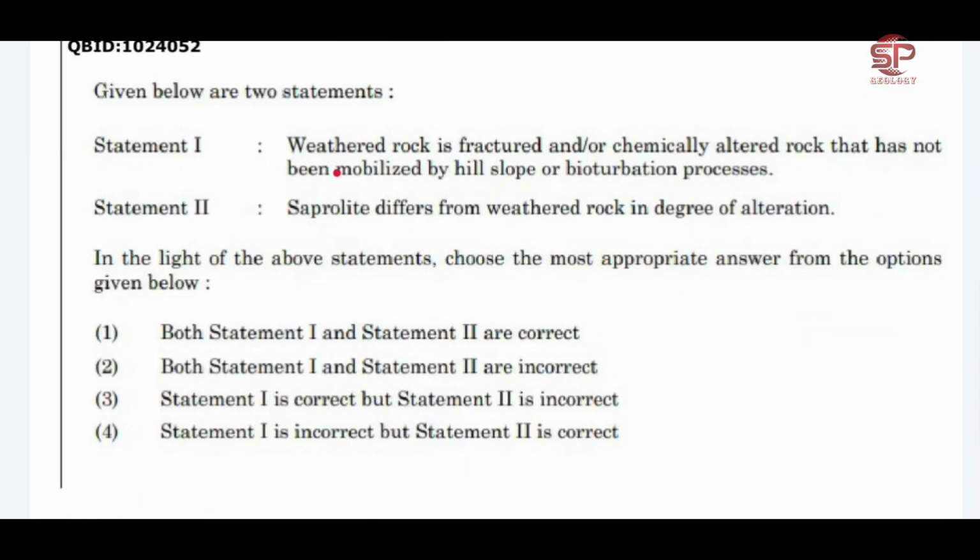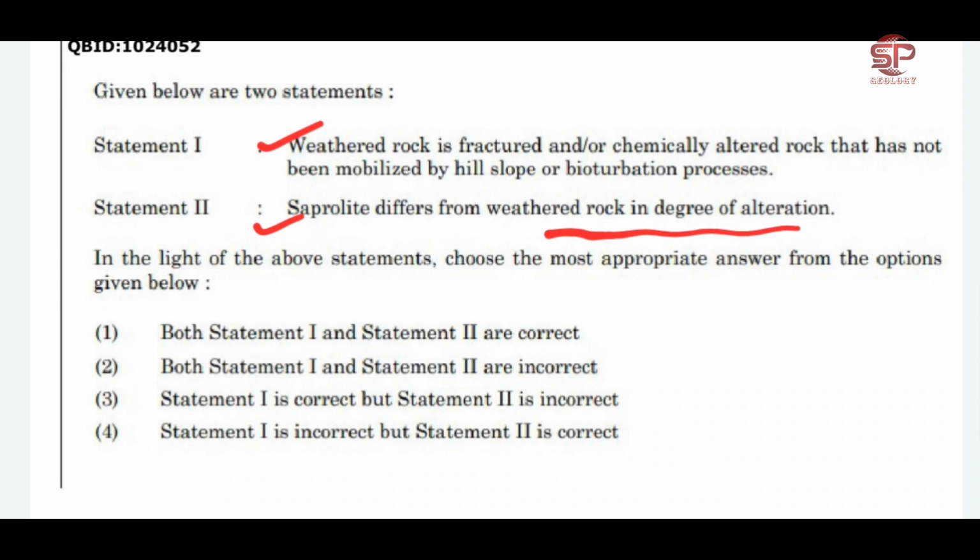Statement 1: weathered rock is fractured and chemically altered rock that has not been mobilized by hillslope or biotopographical processes. So weathered rocks are not eroded, they are in situ, where they are produced and deposited. So it is correct. Saprolite differs from weathered rock in degree of alteration. Saprolite is a weathered and altered form of rock.